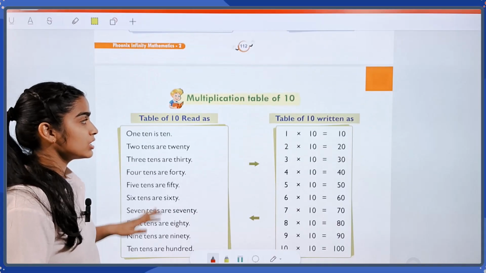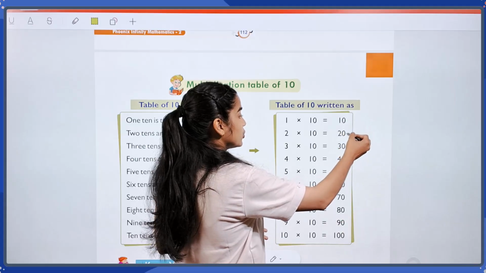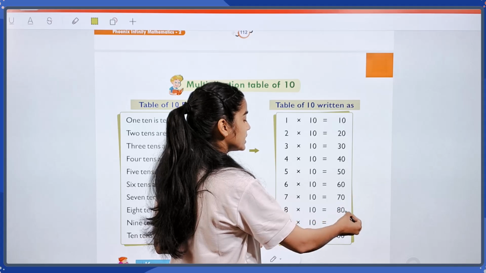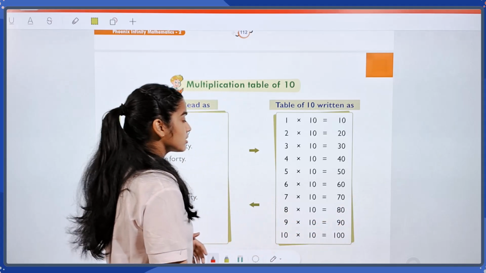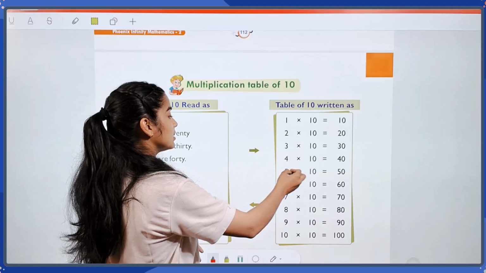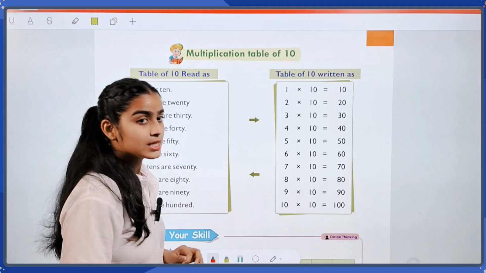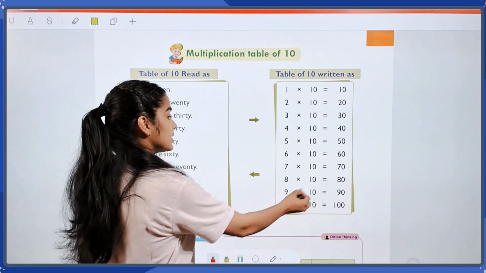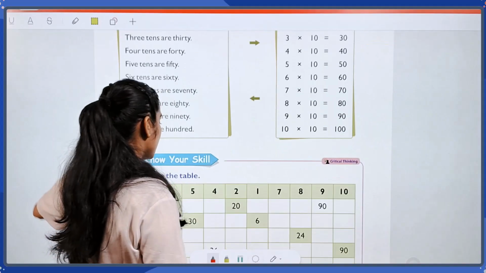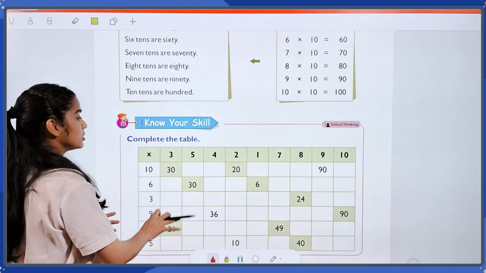Now multiplication table of 10, which is very easy. You just have to start your skip counting. 10, 20, 30, 40, 50, 60, 70, 80, 90, 100. You can also say 1 ten is 10, 2 tens are 20, 3 tens are 30, 4 tens are 40, 5 tens are 50, 6 tens are 60, 7 tens are 70, 8 tens are 80, 9 tens are 90, 10 tens are 100. Now you have to check yourself how much you learned till now and do this question.